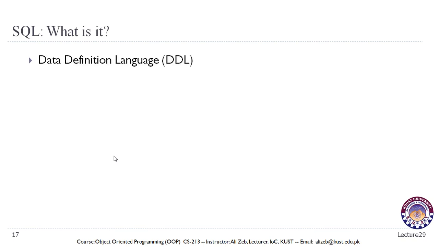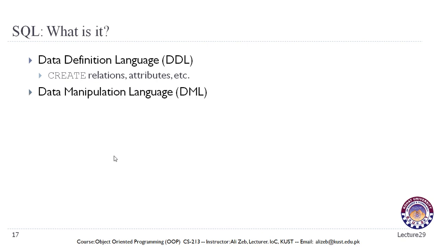Data definition language. DDL stands for data definition language and includes creating relations or attributes. Create is a statement in SQL, and it is used for creating relations or columns. The relations over here mean the tables in our database and the columns in that database.